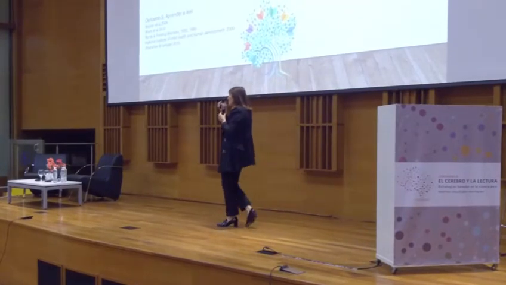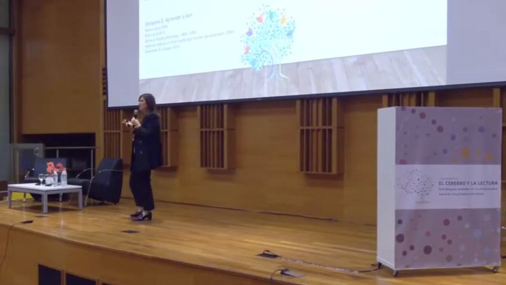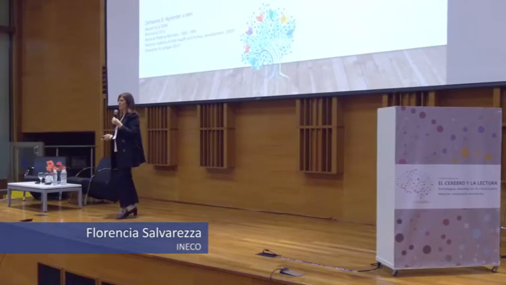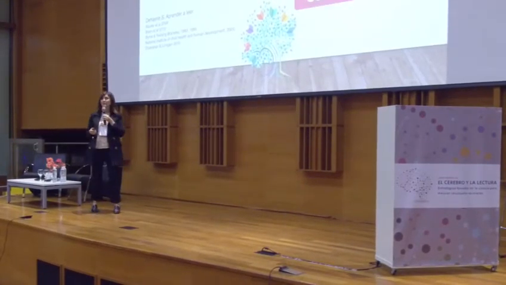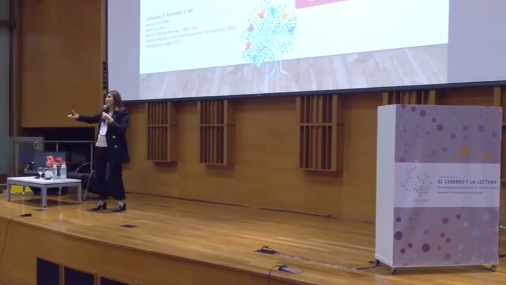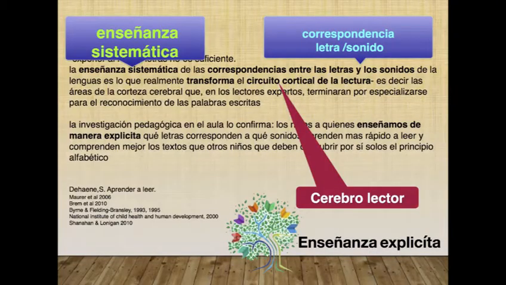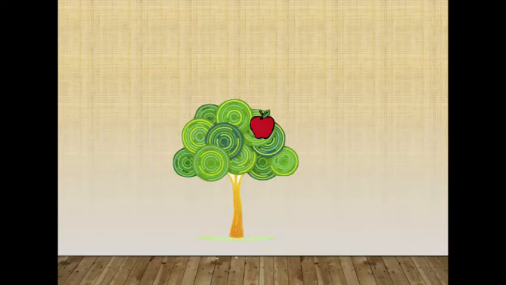that tells me that for each grapheme there is a sound, and in Spanish we have the advantage that it is always the same. P-O is po. But for English speakers, this is more difficult. We need to convert the cortical circuit of reading. If we do this in an explicit manner, with explicit instruction or teaching, only then will children read.